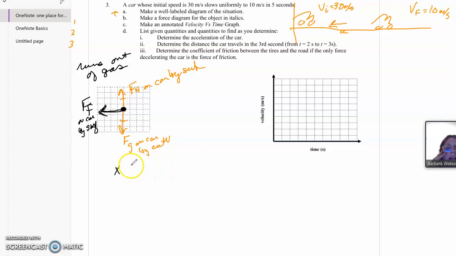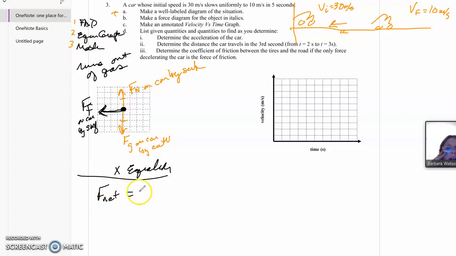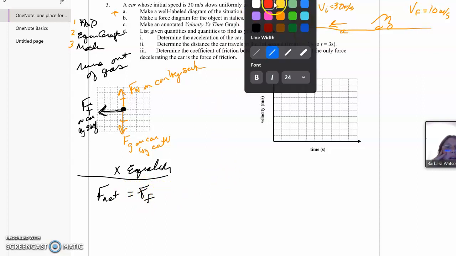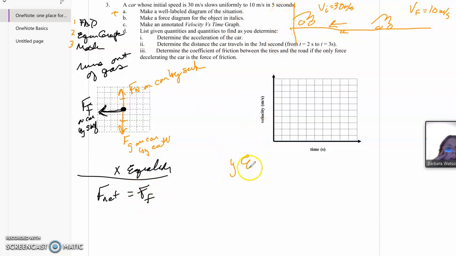So if I look at X equality, right, that's my next thing. So it's FBD and then equality and graph annotations and then math. Okay, so X equality is F net equals whatever's slowing it, frictional force or braking force or whatever. And then in the Y equality, we said that F normal equals FG. We don't see any net force there. So F net equals 0.